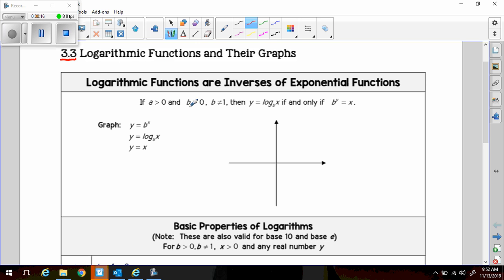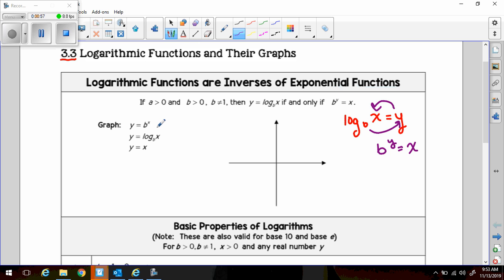If a is greater than 0 and b is greater than 0 and b is not 1, then y equals log base b of x if and only if b to the y equals x. This is what we usually write as log base b of x equals y. I put the y on this side because then I kind of draw a circle. So b to the answer, which is now the exponent, is equal to the expression of the log. And this is what the exponential looks like.